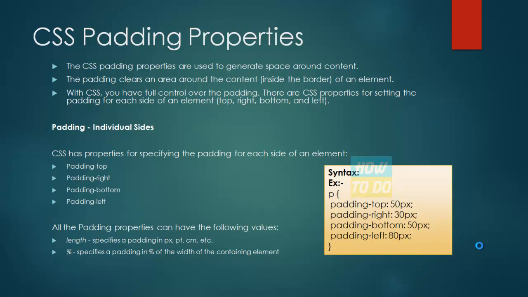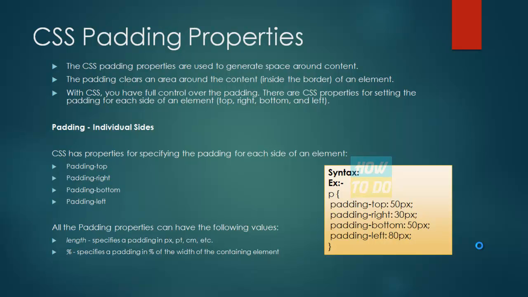All the padding properties can have the following values. One is length, which specifies a padding in pixels, which is px, pt, centimeters, etc. Percentage specifies the padding in percentage of the width of the containing element.